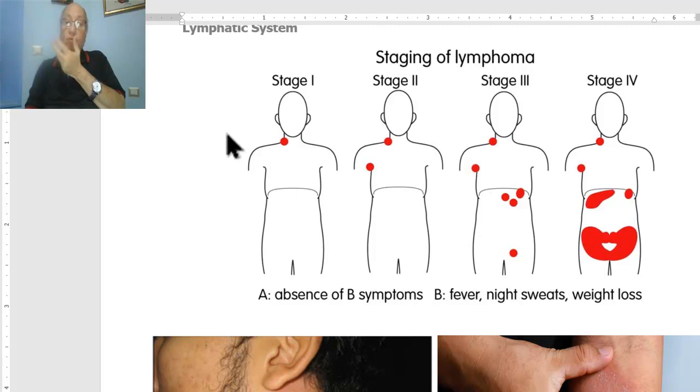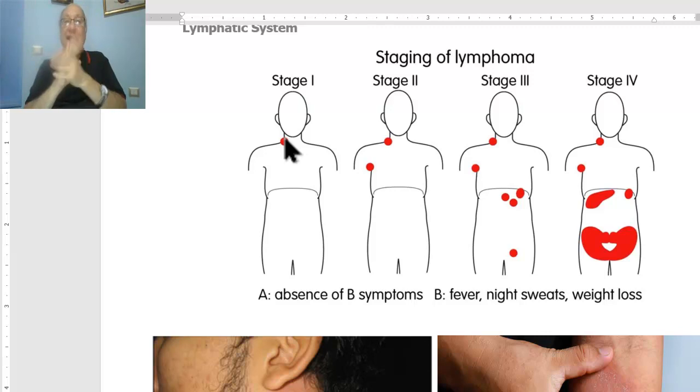Each stage, 1, 2, 3, 4, is subdivided into A or B according to the presence of systemic manifestations. If there is affection of lymph nodes, stage 1, without fever, loss of weight, sweating, this is stage 1A, no systemic manifestation. But if there is affection of lymph nodes with fever, night sweat, loss of weight, itching, this is called stage 1B. Therefore, A or B, according to the presence of systemic manifestations or not.